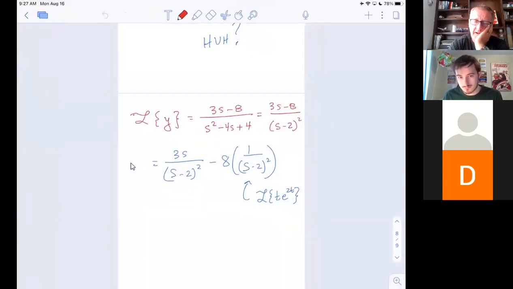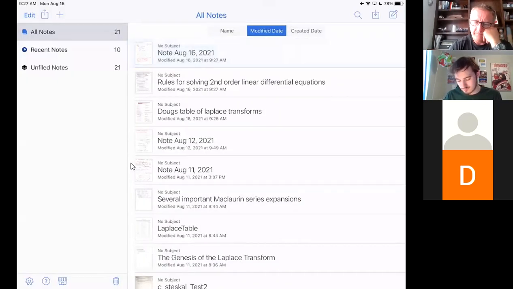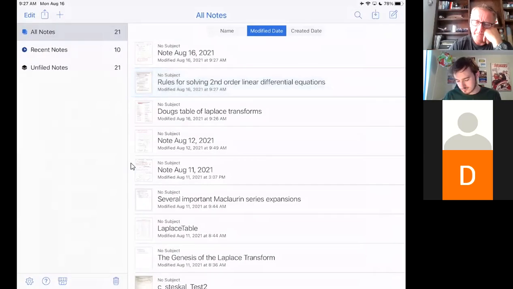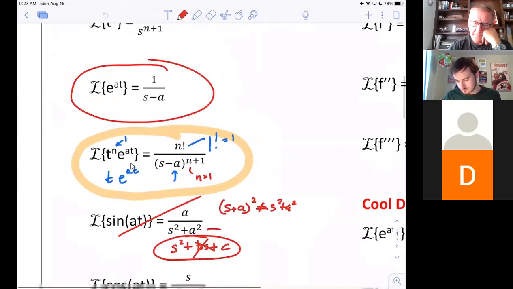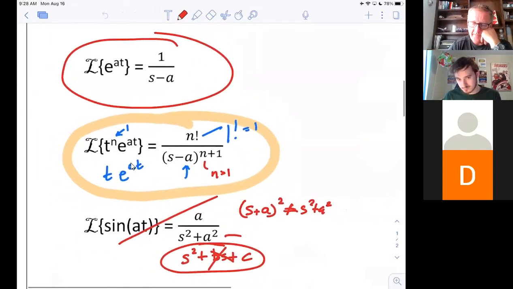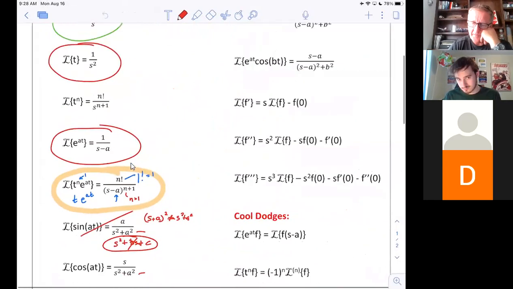But what are we going to do with this guy? Is there anything that looks like that? Because notice in our problem, it was a constant up there, but we need something with an s up there. Is there anything that would? That's the wrong one. So I need the same thing, like an s minus a squared, except I need an s on top. I don't want a constant on top.